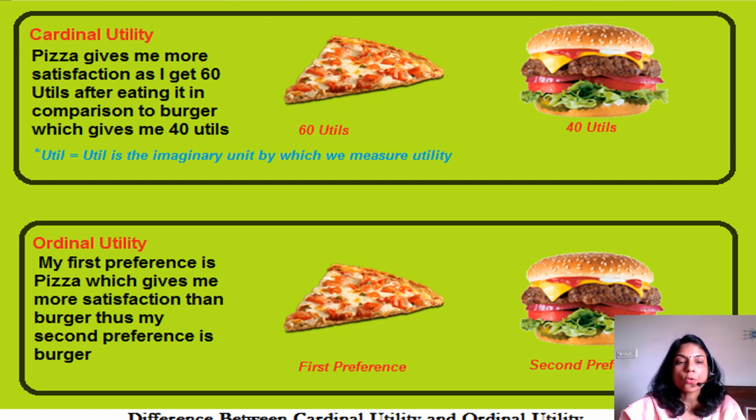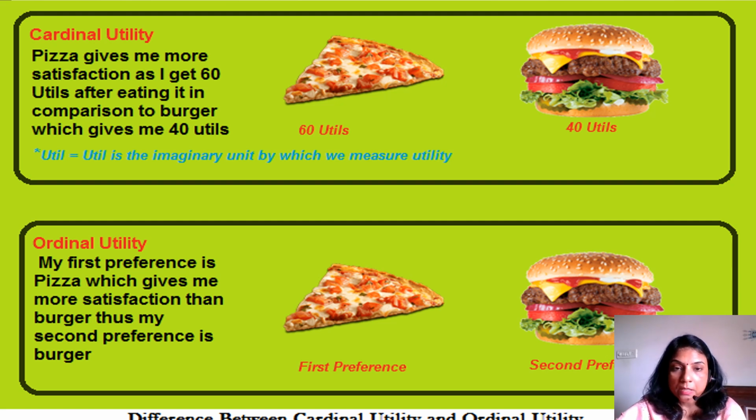For example, when you talk about cardinal, here pizza gives me more satisfaction as I got 60 utils after eating it, in comparison to the burger which gives me only 40 utils. So cardinal utility analysis is explained based on numerical parameters. When I have one slice of pizza, it gives me 60 utils, or 60 levels of satisfaction. But when I have the burger, it gives me less cardinal utility, only 40 utils.